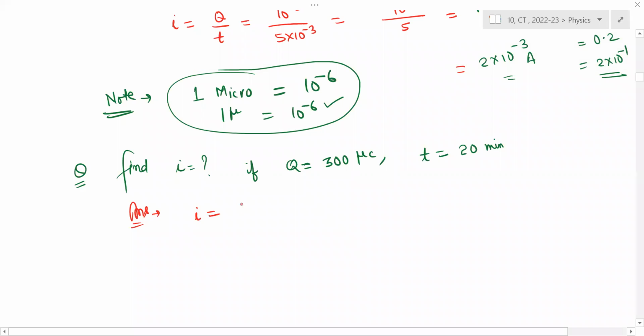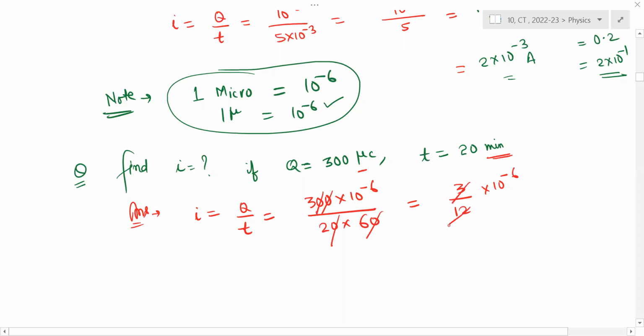Formula of I equals how much? Q by T. And Q is how much? Same method. 300 into micro. Micro means? Please speak out. 10 power minus 6. Minute, we have to convert into second. 60 into 60. This zero is cancelled, so which is nothing but 3 by 12 into 10 raised to minus 6. 3 by 12 means I can say 1 by 4, so 1 by 4 means 0.25. Yes or no? Yes, sir.